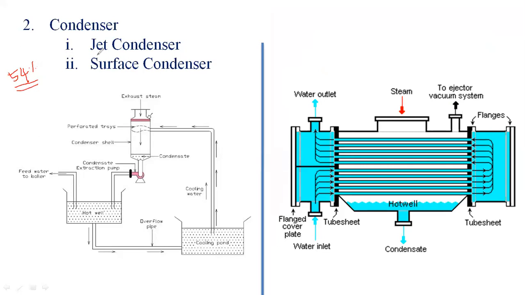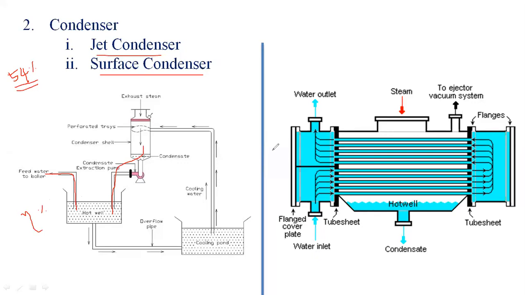There are two types of condenser. One is the jet type condenser, and another one is the surface type condenser. In the jet type condenser, the cooling water and exhaust steam are mixed together. Now you can see this is the feed water from the boiler and the steam is ejected. When both are merged, the efficiency falls. The efficiency is reduced.